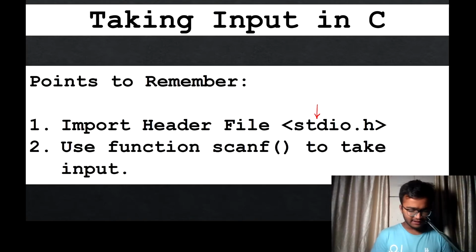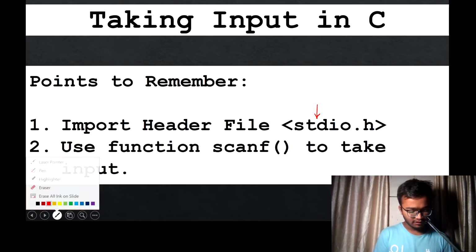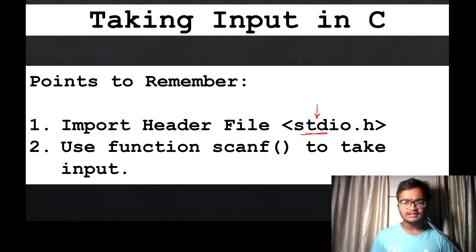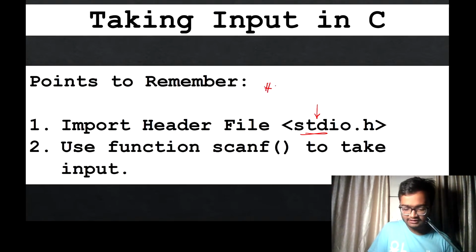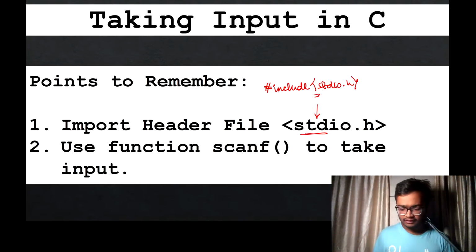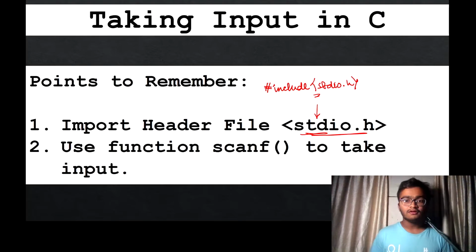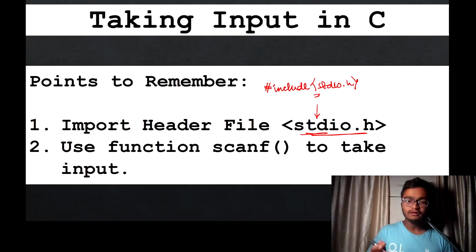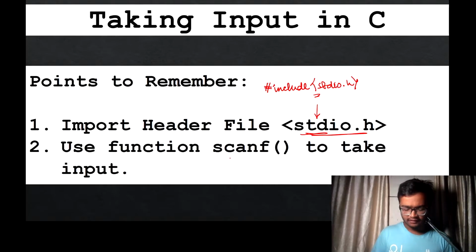For taking input, the same header file, stdio.h, is used. It is the same header file for input and output; while printing output also, stdio.h was taken into consideration. We already know how to include it in our program: we write the statement hash include stdio.h. This statement includes the stdio.h header file, which allows us to print and also to take input.